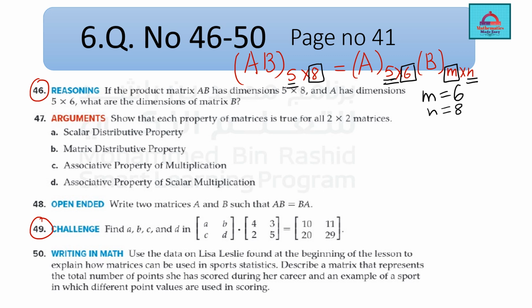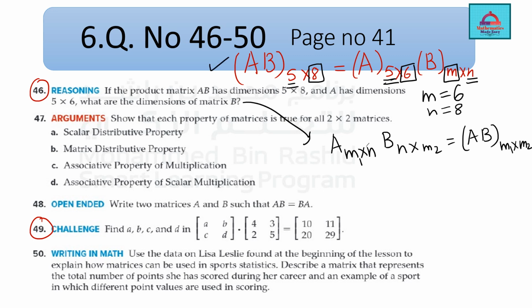So just compare. What did we use here? We use the concept that if two matrices are there, the first matrix's columns equal the second matrix's rows, and if the first is M1 cross something and the second something cross M2, then the product matrix AB has M1 cross M2 rows and columns. This is what we have used here to find matrix B. So matrix B has dimensions 6 cross 8. That's the answer.